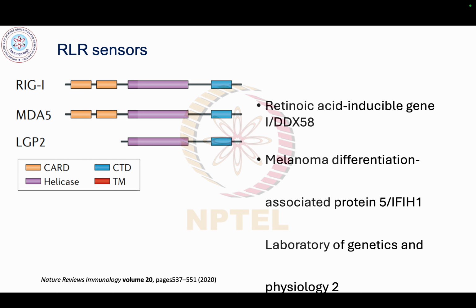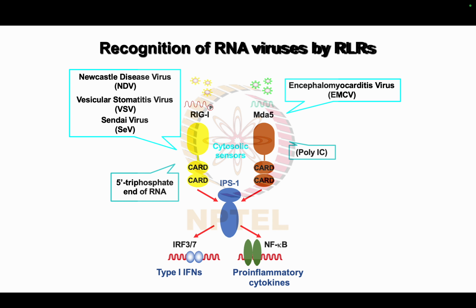So these are: RIG is retinoic acid inducible gene 1 or DDX58, MDA5 is melanoma differentiation associated protein 5, IFIH1, and LGP2 is laboratory of genetics and physiology. Okay, recognition of RNA viruses by RLRs. So there are different kinds of viruses: Newcastle disease virus, vesicular stomatitis virus, Sendai virus. Here RIG1 helps, RIG1 has the CARD domain, and there is another sensor, MDA5, in the case of encephalomyocarditis virus.